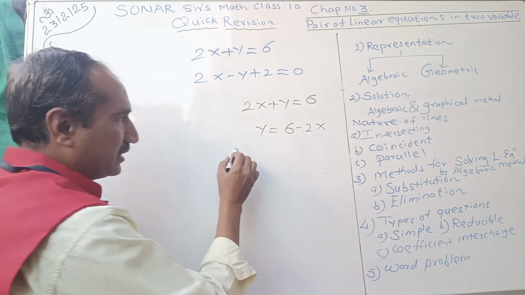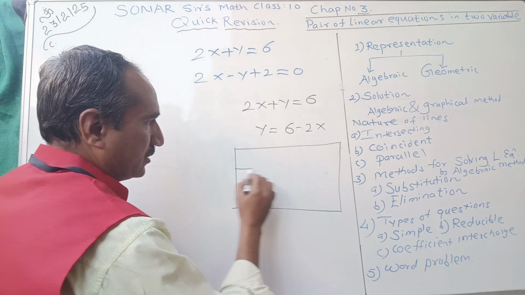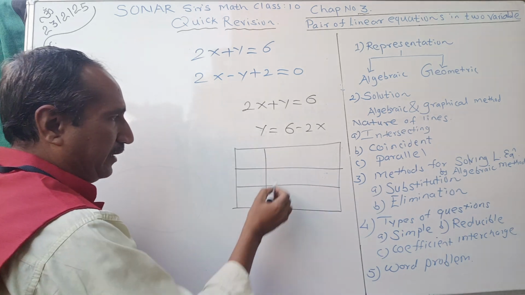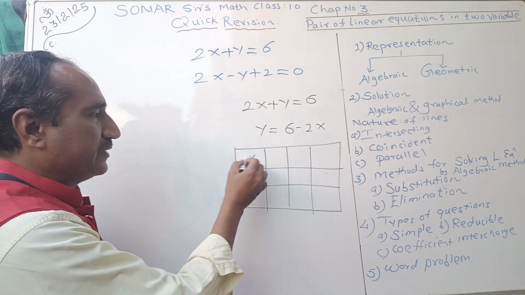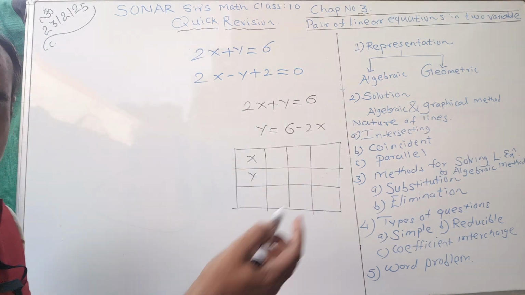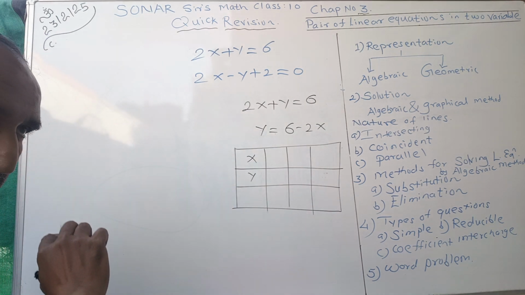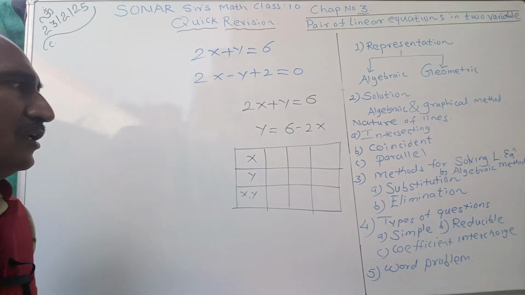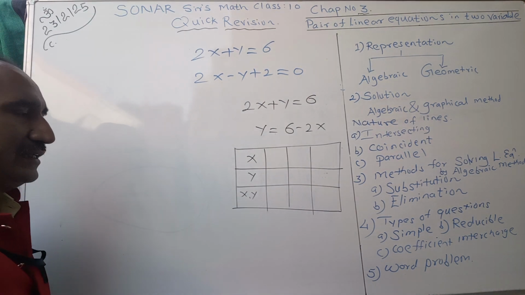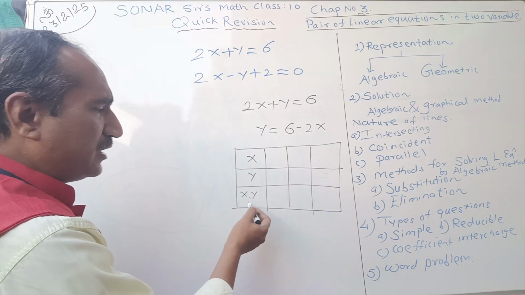In this case we can assume the points. We have to take always at least 3 points: 2 for drawing the line and the third point is for checking. It's a cross check of the lines.